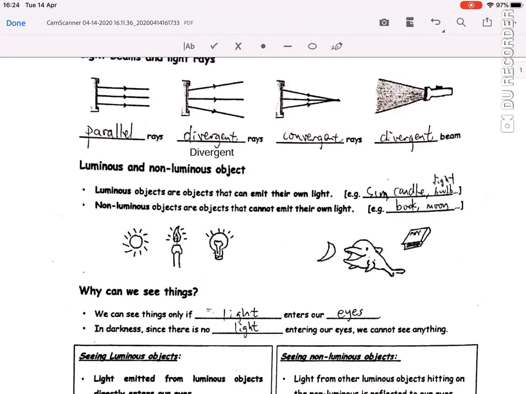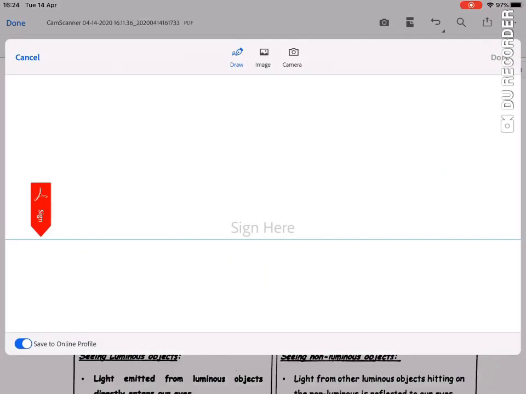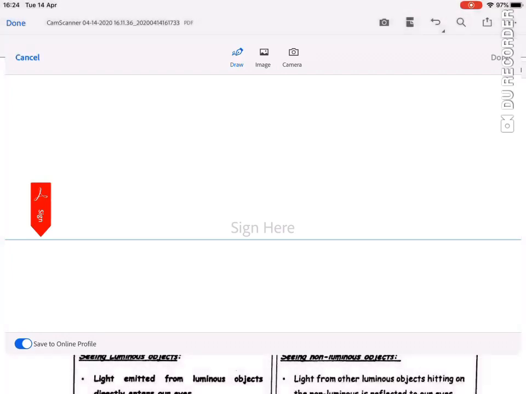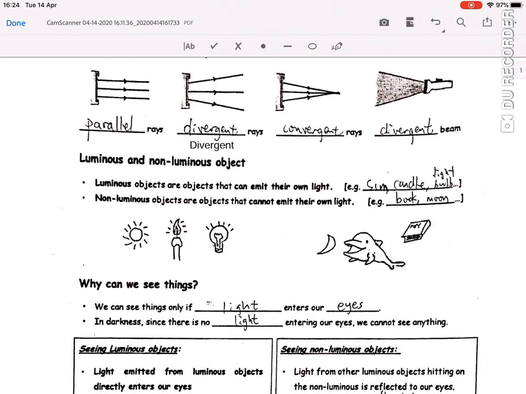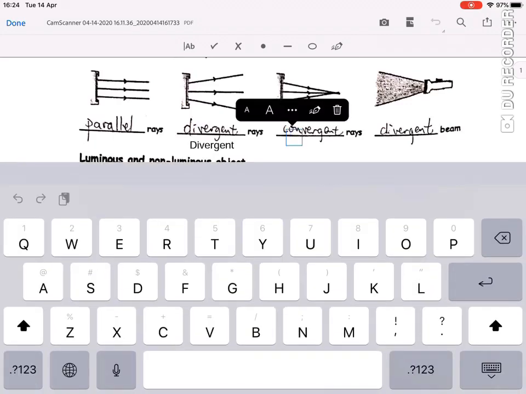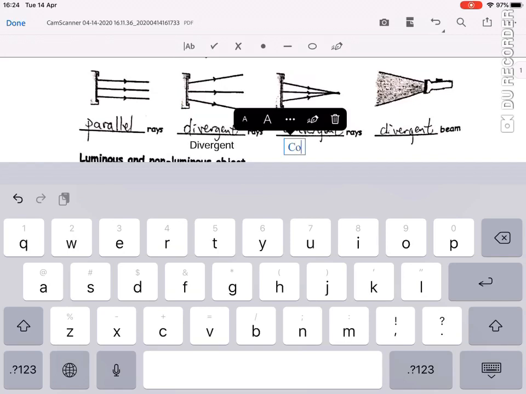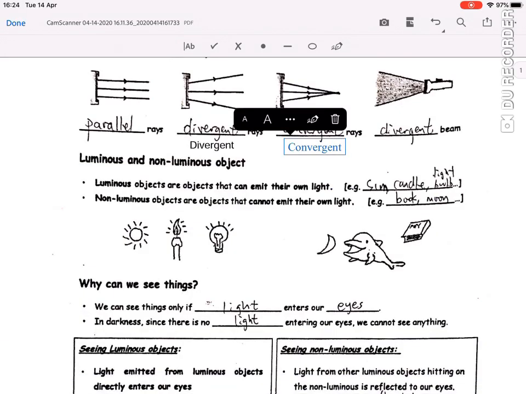And next to it, you see that all of them are converging to a point. All of them are converging to one point, and here we give it the name convergent. Convergent. So in here, we have divergent and convergent.